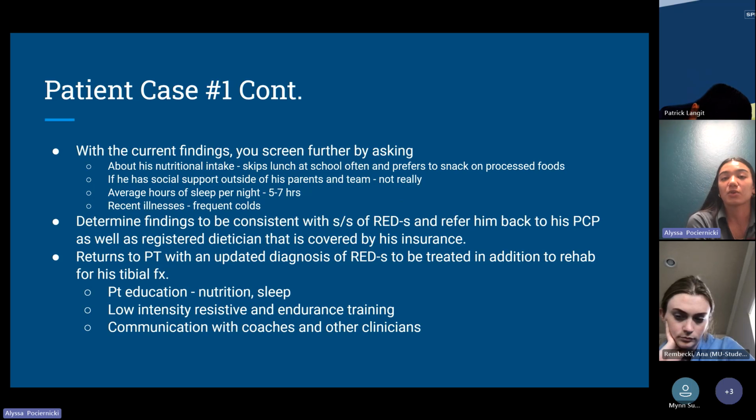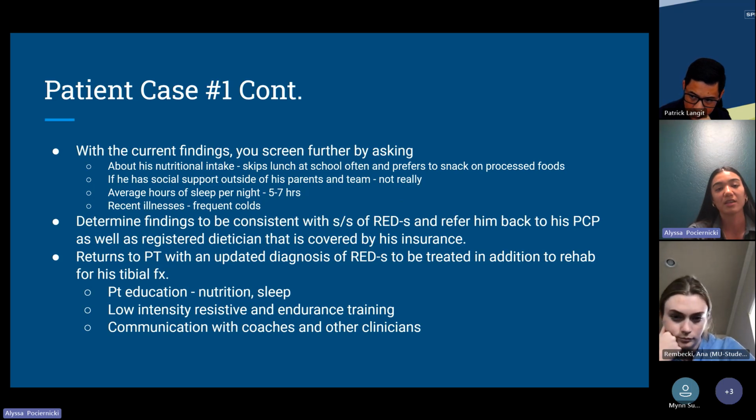You ask him if he had any social support outside of his team and his parents, and he says not really. He really only hangs out with his team and doesn't have too many friends outside of that because he just spends so much time exercising and being with his teammates. You ask how his sleep is going, how many hours per night is he getting, and he says average hours of sleep per night is about 5 to 7, which isn't very good for a 15-year-old boy. We kind of want to aim for 8 to 10 if he can, but 5 to 7, not too great.